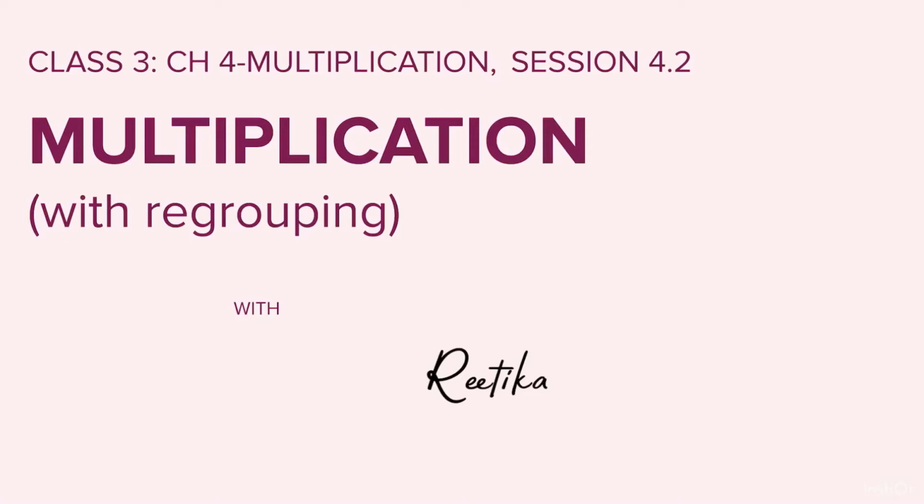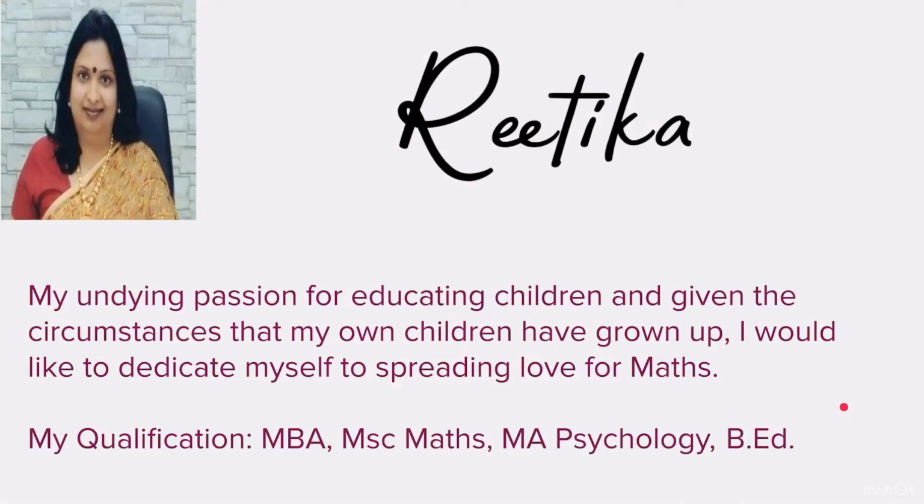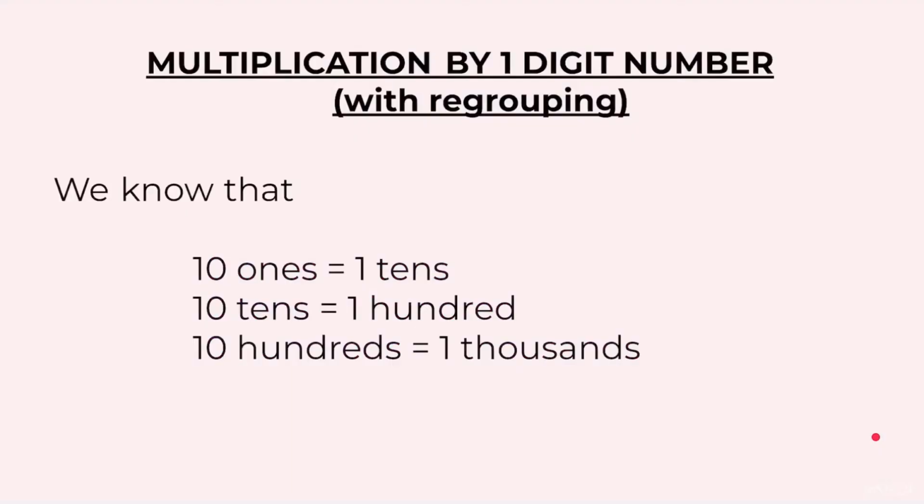Today we will do multiplication with regrouping, or you can also call it multiplication with carry. We already know that 10 ones is equal to 1 tens, 10 tens is equal to 100, and 10 hundreds is equal to 1000. Earlier also, we have used these regrouping concepts while adding. This is similar to that. Let us go ahead and do a few questions so that we understand better.